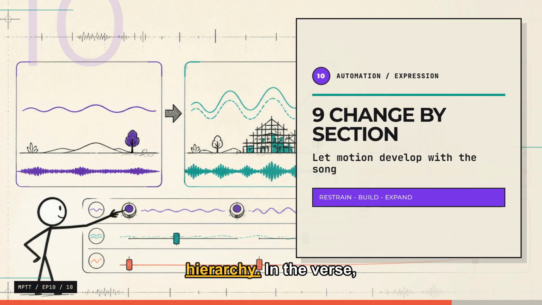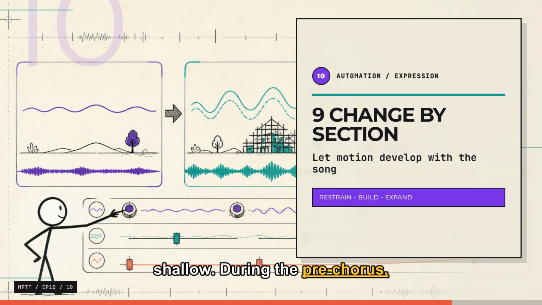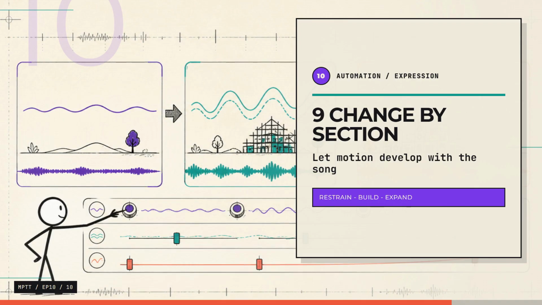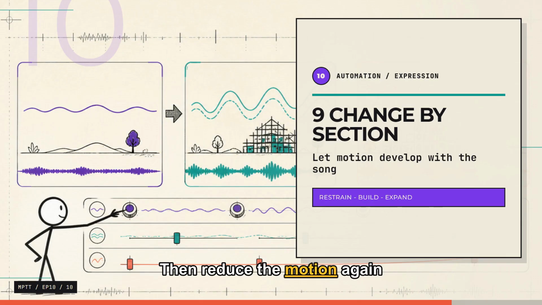Create a hierarchy. In the verse, keep the filter movement narrow and the modulation shallow. During the pre-chorus, lengthen the sweep or increase the rate. In the chorus, widen the macro range or let the expression arc reach a stronger peak. Then reduce the motion again so the next build has contrast.